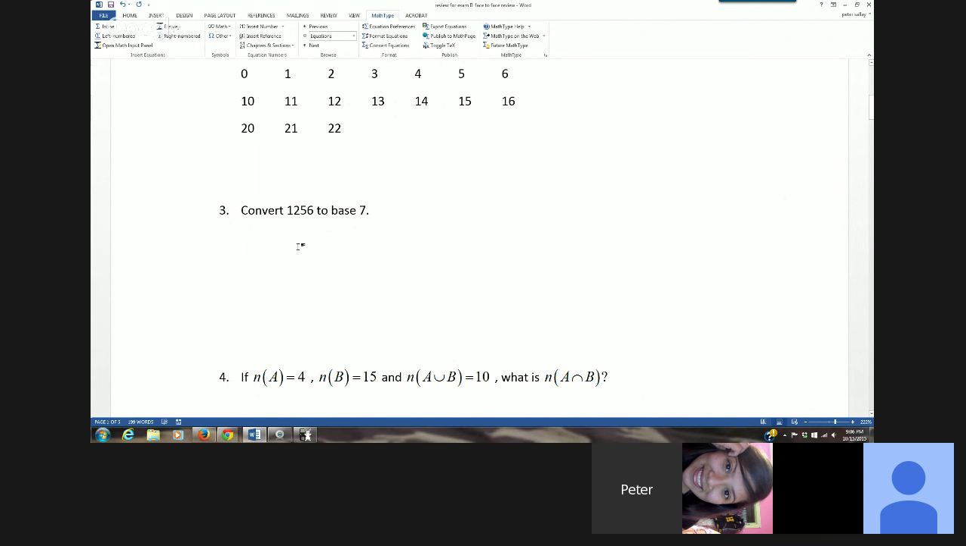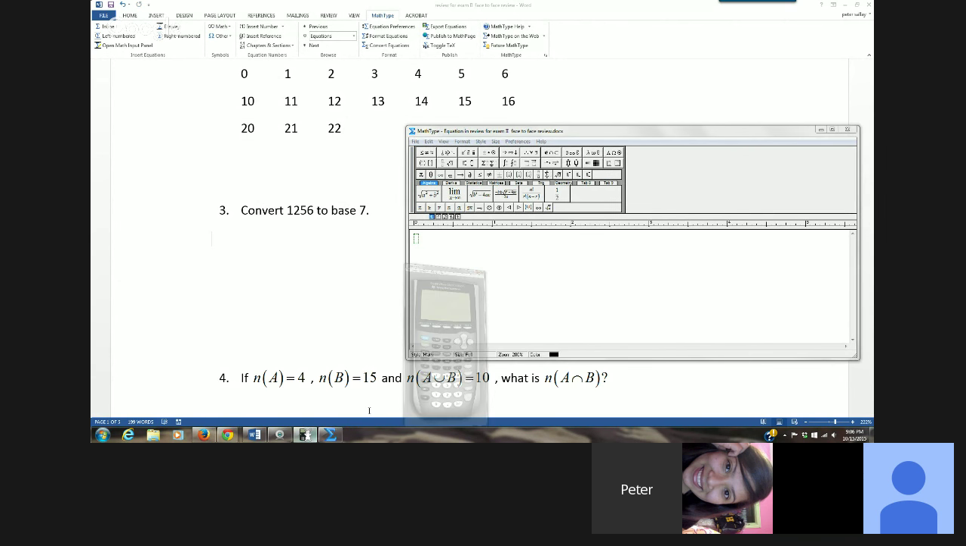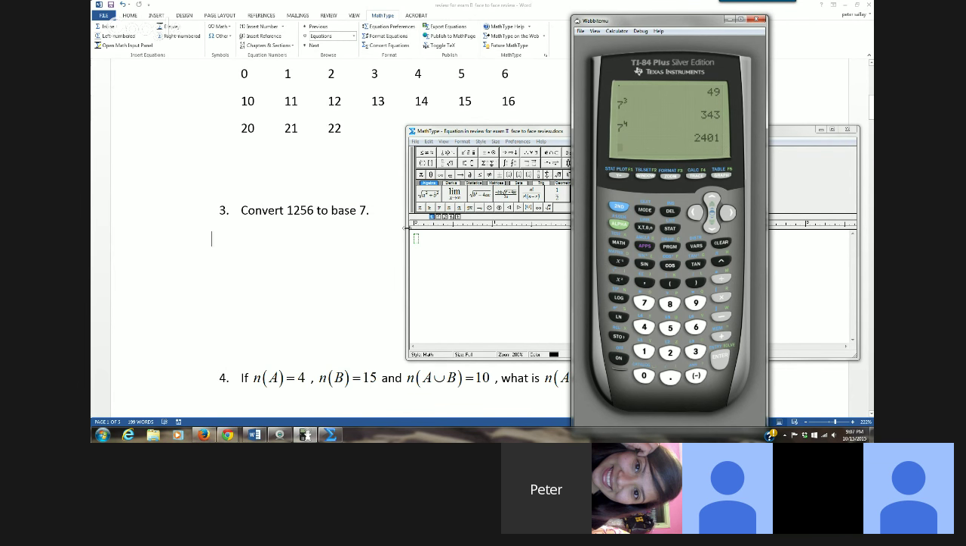Convert 1,256 to base 7. Okay, so first thing I want to know is what's the biggest power of 7 I can fit inside 1,256. So 7 squared is 49. 7 cubed is 343. 7 to the 4th is 2,401. Okay, well 7 to the 4th is clearly too big. So I'm going to look at 343 then.